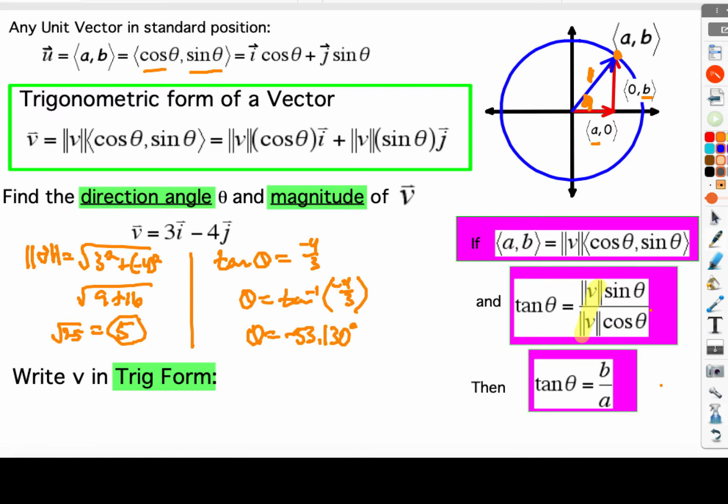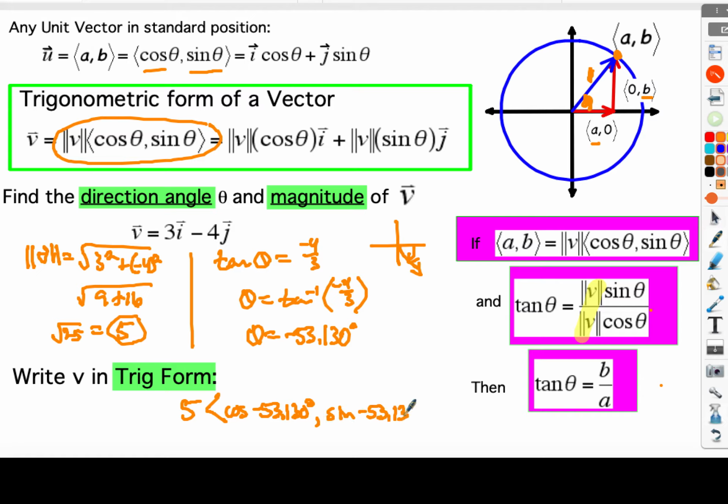Now the one problem I would have with that is that our vector is going 3 to the right and down 4, so it is going here. But if you wanted to, you could add 360 degrees to that to represent the angle in a positive fashion. Otherwise, to write the trig form of a vector, I just need to take my magnitude and multiply it by the cosine of negative 53.130, comma, the sine of negative 53.130.